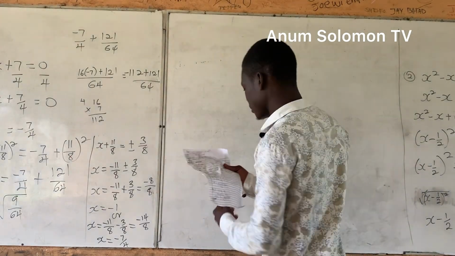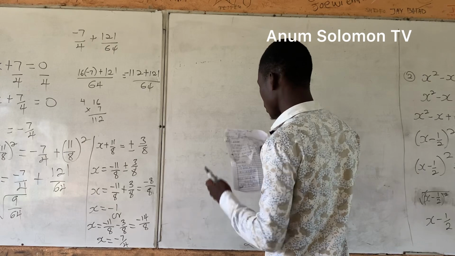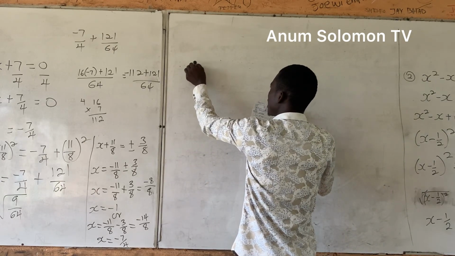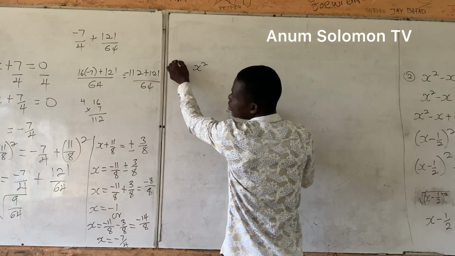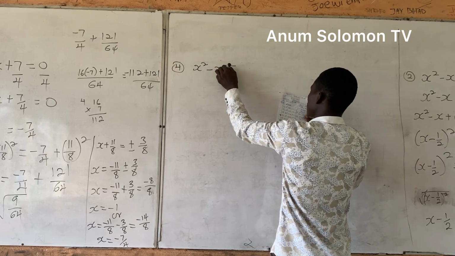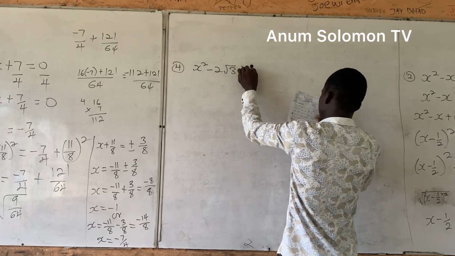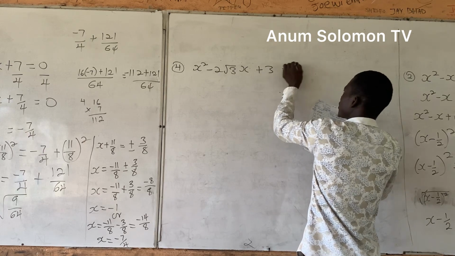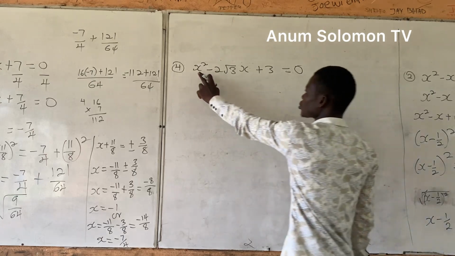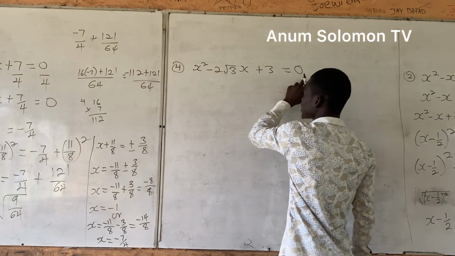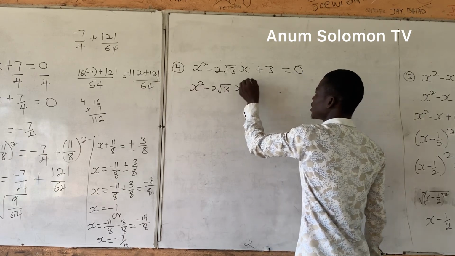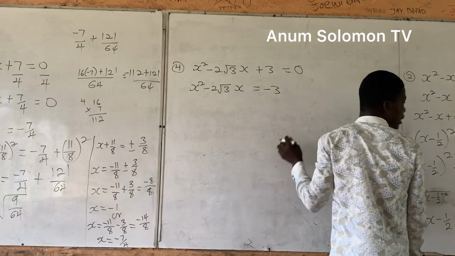So the last problem is we have to find the solution set of x squared minus 2 root of 3x plus 3 equal to 0 by using the method of completing squares. So here it's already 1. So let's send the constant to this side. We have x squared minus 2 root of 3x is equal to negative 3.